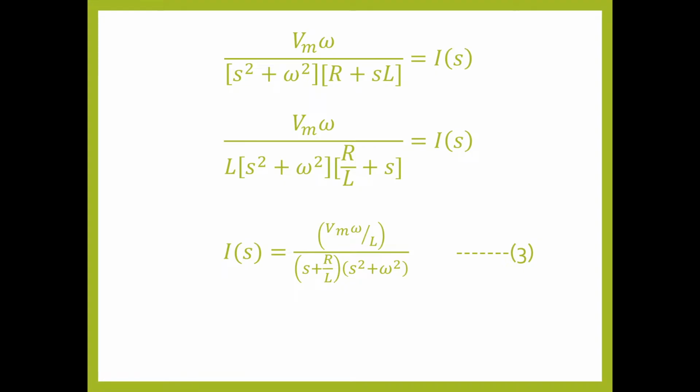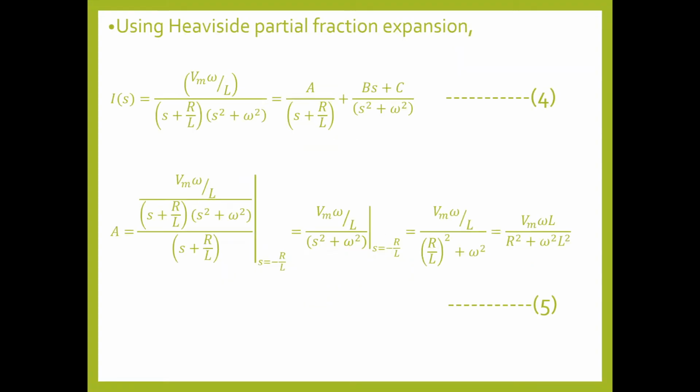Now I have to simplify this. Usually if terms are in Laplace, for simplification we go for the partial fraction method, so I am going for the Heaviside partial fraction expansion method. I have two terms in the denominator, s plus R by L and s square plus omega square. So by partial fraction, I of s can be written as A by s plus R by L. Since square terms are there, I have considered Bs plus C by s square plus omega square.